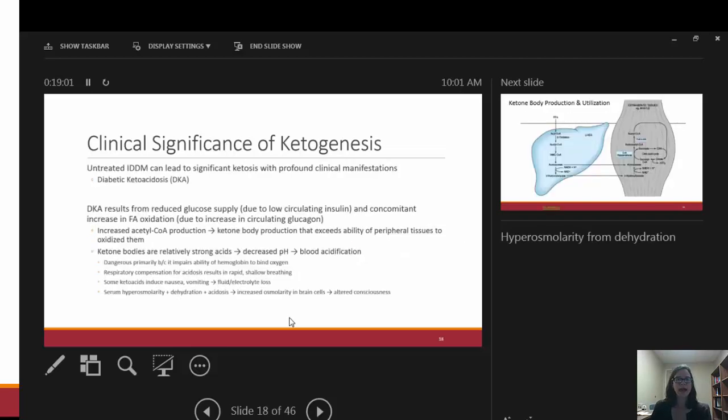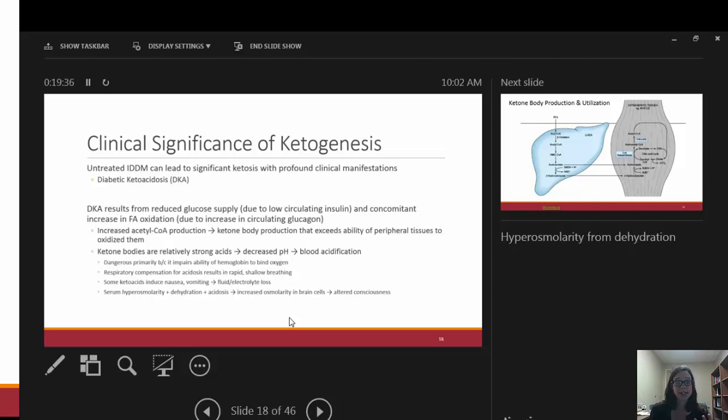Okay, so the most common time we see ketoacidosis is in untreated insulin-dependent diabetes, and this is termed diabetic ketoacidosis. This results when we have a reduced glucose supply because the glucose cannot get into our cells because of low circulating insulin. Then, because our body is not getting the glucose, it produces glucagon and says, let's break some of this down, I need some energy.